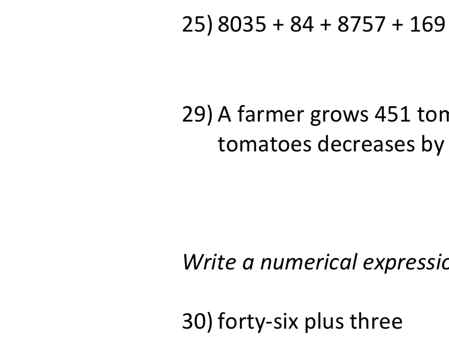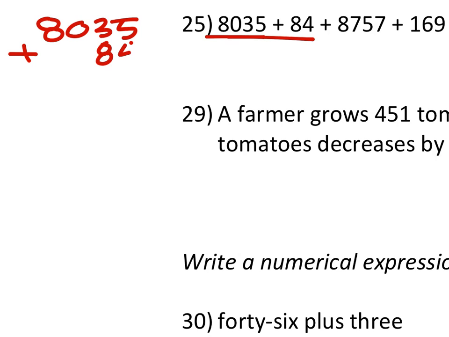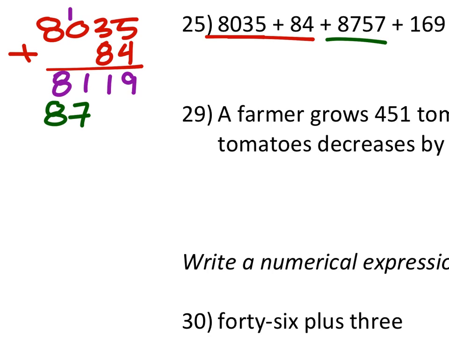All right, so I'm going to start with my first two numbers to the left. So I've got 8,035 plus the 84. And adding these, 5 plus 4 is 9. 8 plus 3 is 11. I'll carry the 1. There's my 1, and I'll drop the 8. Well, now I need to add this 8,757. So there's a little bit more adding on this part.